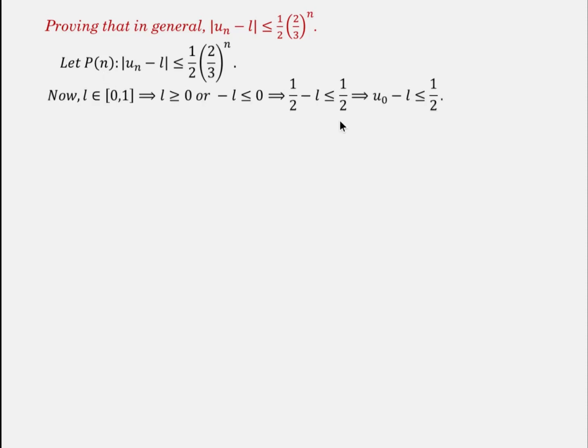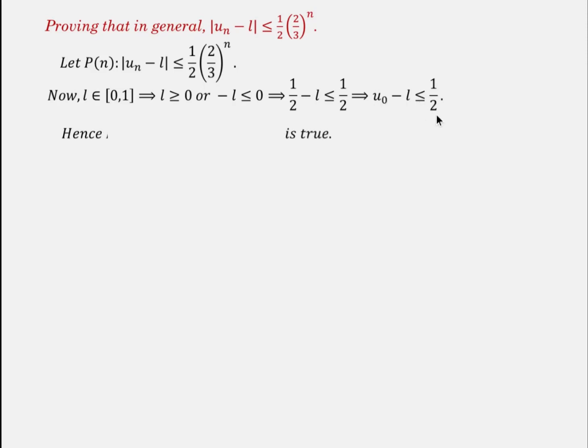To do that, we start by noting that L belongs to the interval 0 to 1, so L should be greater than or equal to 0. Multiplying both sides by -1, we have that negative L is less than or equal to 0. Then, since we would be seeking to have the relationship u naught minus L, and u naught being half, we can add half on both sides of this inequality so that we get half minus L less than or equal to half. And clearly we can then see that u naught minus L is less than or equal to half.